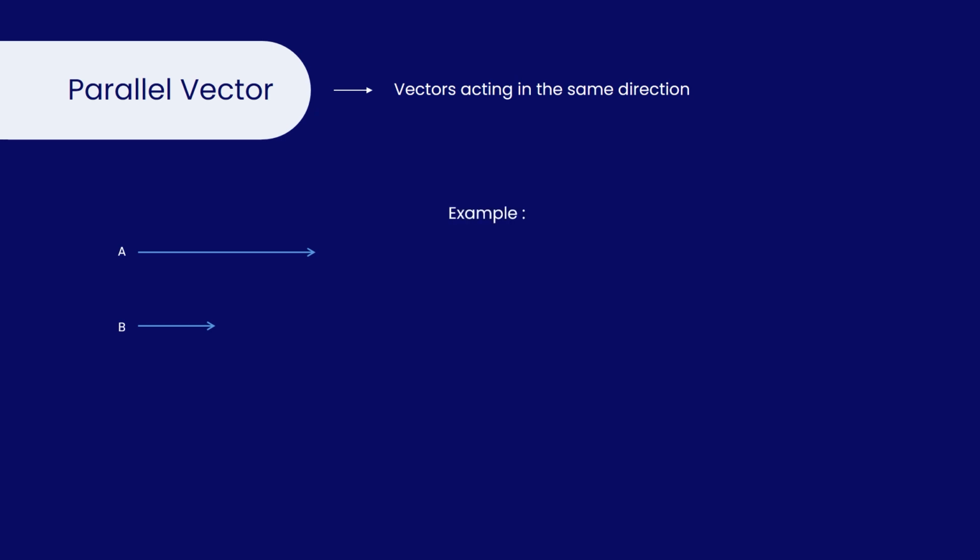For example, A bar vector equal to 4 i cap and B bar equal to 10 i cap. Both point in the positive x direction. Hence, they are parallel vectors.